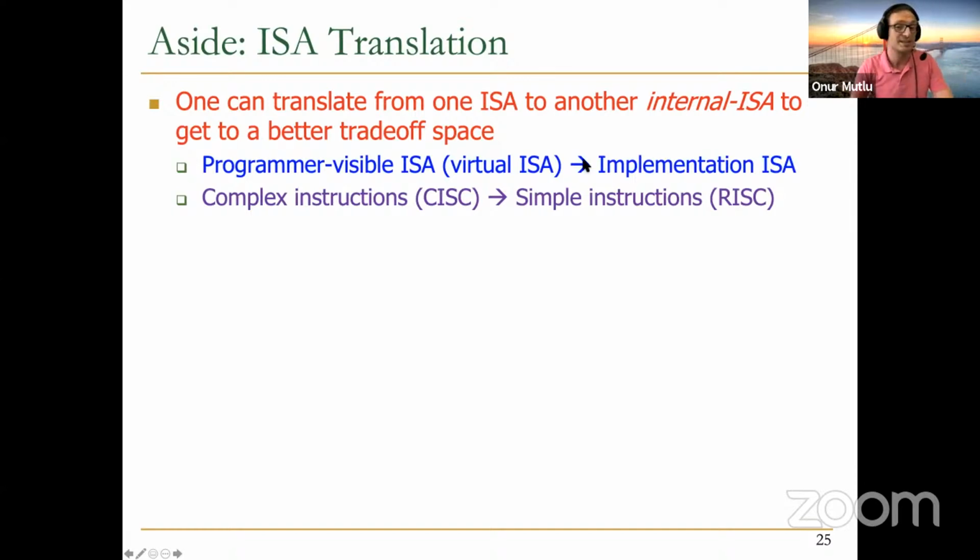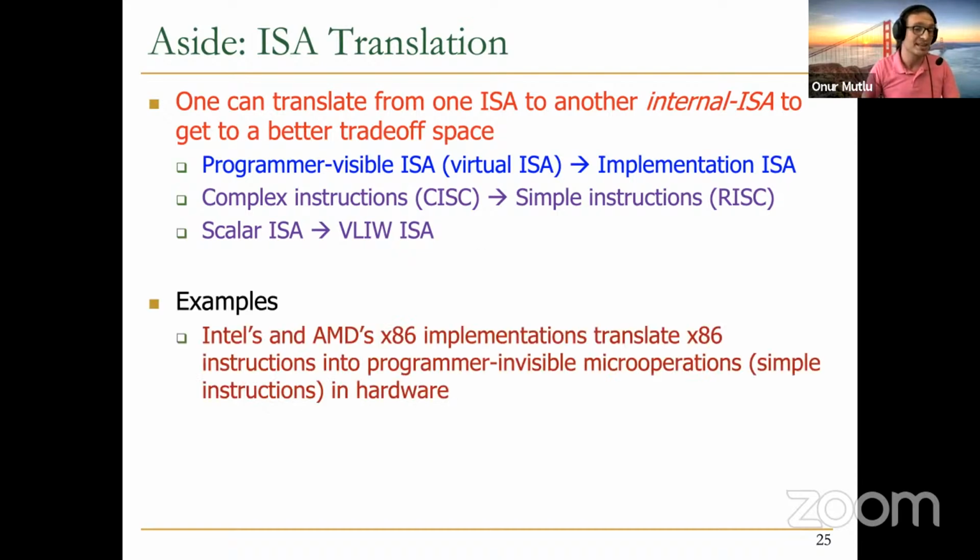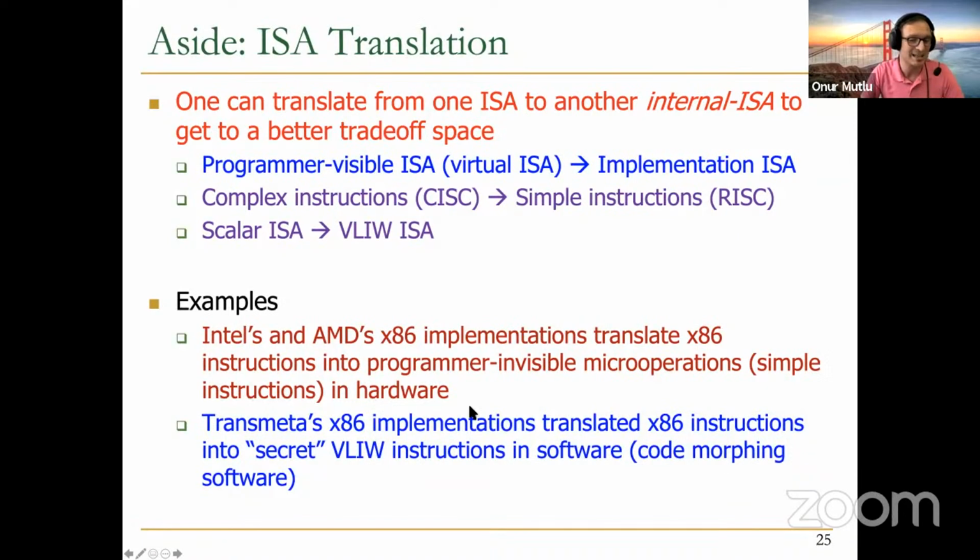So complex instructions, for example, can be mapped to simple instructions. Internally, x86 microarchitectures today do it. Or a scalar ISA can be mapped to a VLIW ISA internally. So there are multiple examples of this. Intel's and AMD's x86 processor implementations today translate x86 instructions into programmer-invisible micro-operations or simple instructions in hardware. So that's hardware-based translation. And Transmeta's x86 implementation, which used to exist a while ago, basically translated x86 instructions into secret VLIW instructions in software. They called this the code morphing software. And it's actually very interesting, and there are many trade-offs associated with this translation I'm not going to go into.